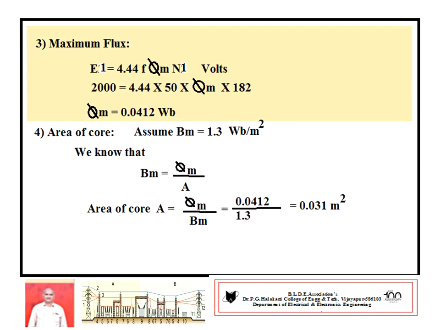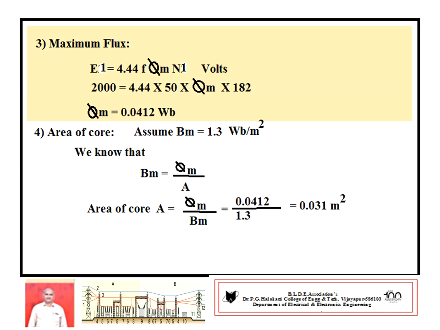So lastly, to calculate phi m, again same story. You consider the E1 expression or E2 expression. In this problem now I am considering E1 equal to 4.44 F phi m into N1 volts. So E1 is 2000, frequency 50 Hz, phi m as it is, N1 is 182. So we are going to get the flux value 0.004 Webers.